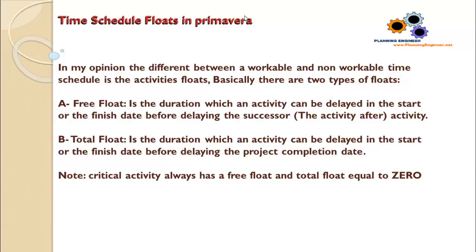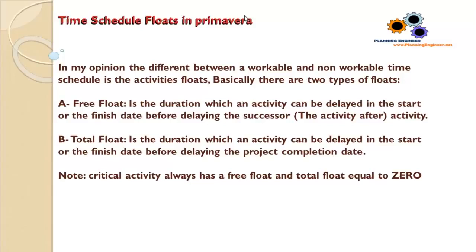Free float is the duration which an activity can be delayed in the start or the finish date before delaying the successor activity. The successor activity means the activity after. Simply, the free float is the amount of time which an activity can be delayed without affecting the activity which will start after. The total float is the duration which an activity can be delayed in the start or the finish date before delaying the project completion date.